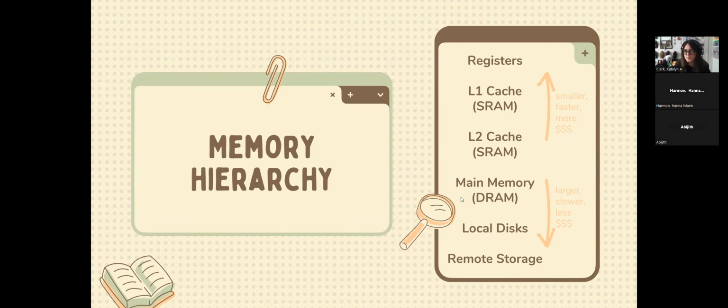As we go up, things are going to get smaller, faster, and more expensive. So L1 cache is going to be more costly than main memory, but it's also going to be faster and smaller, so you can have less of it. And as you go down, obviously it goes in reverse: larger, slower, and less costly.